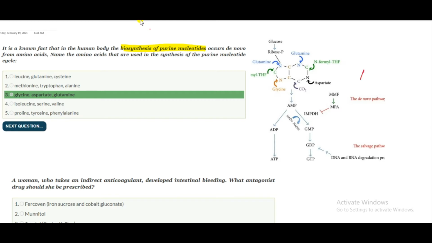What is meant by purines? It's nothing but adenine and guanine. These two are nitrogen bases which are present in the DNA. So purine nucleotide synthesis means the formation of adenine and guanine. You can see the ATP and GTP. Basically, they come from glucose, which undergoes the HMP shunt, and we get ribose phosphate.